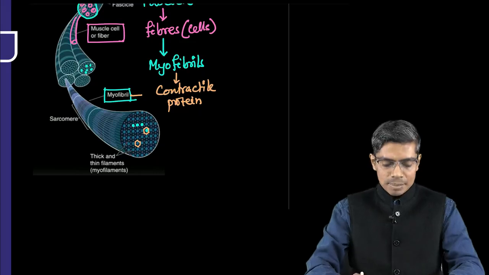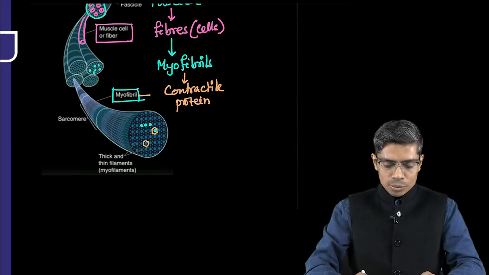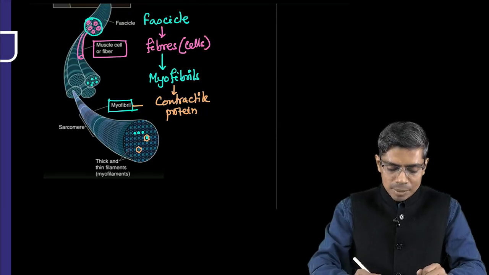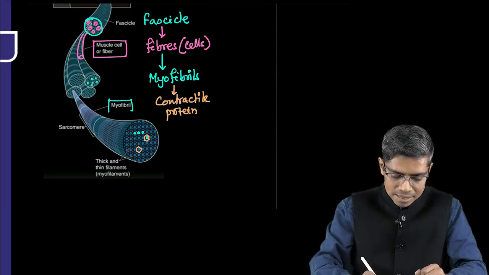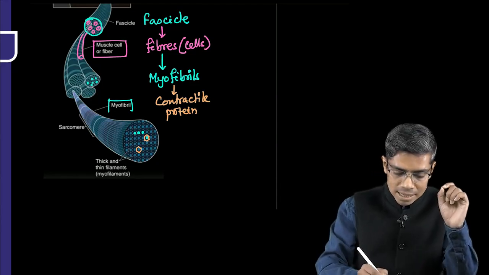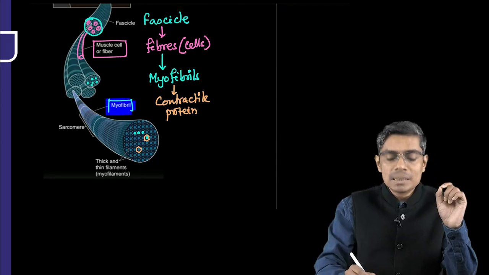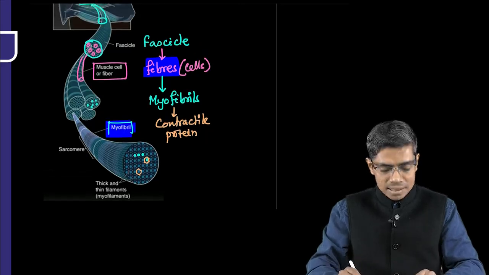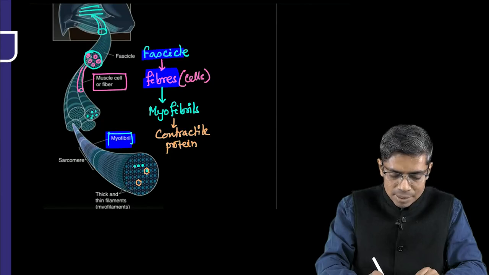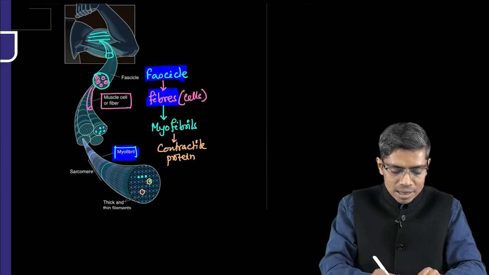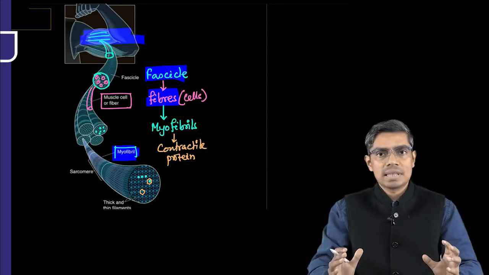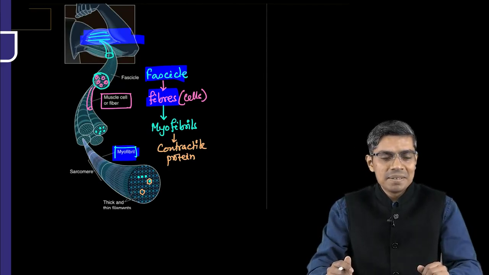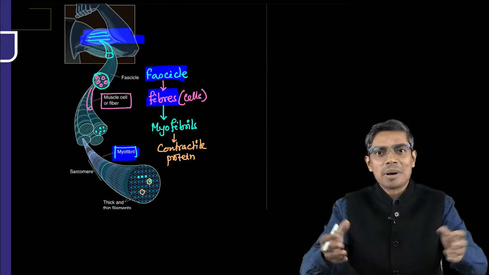We all know the skeletal muscle is a striated muscle, and that is due to the presence of actin and myosin in a regular fashion. Actin and myosin are present inside the myofibril, and multiple myofibrils are present inside a single muscle fiber or muscle cell. Multiple muscle fibers form a fascicle, and multiple fascicles form a whole skeletal muscle. So this is the structural hierarchy of the skeletal muscle system, right? Fascicles, fiber and then myofibril.